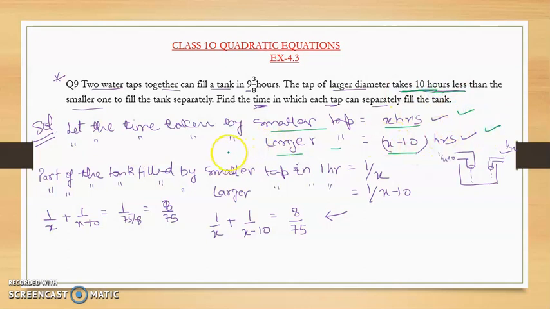Now in 8th we studied the relation between time and work. They are inversely proportional to each other. So here, what is the work? The part of the tank to be filled. Suppose this tank has to be filled. Together these taps can fill it in 9 3/8 hours.